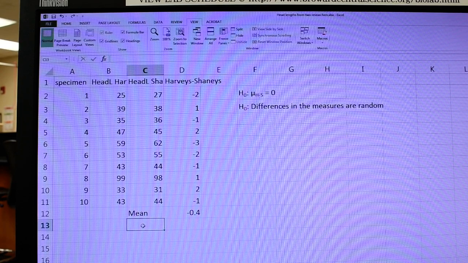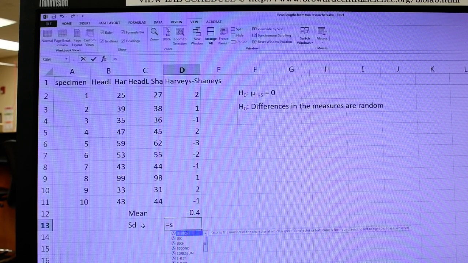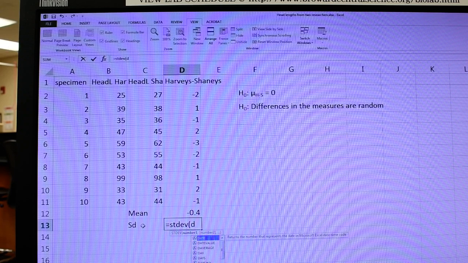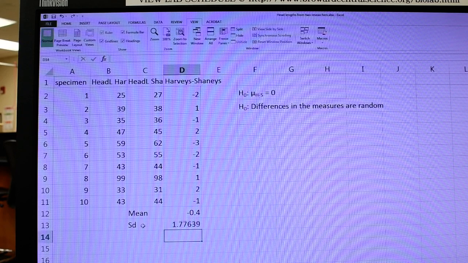We need to estimate the standard deviation. So I'm going to put that here. I'm just going to abbreviate it as SD. All right. And you just do STDEV. Then we need D2 to D11. Okay. All right. Enter.